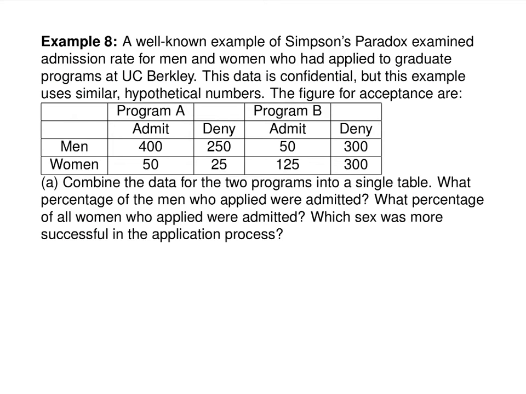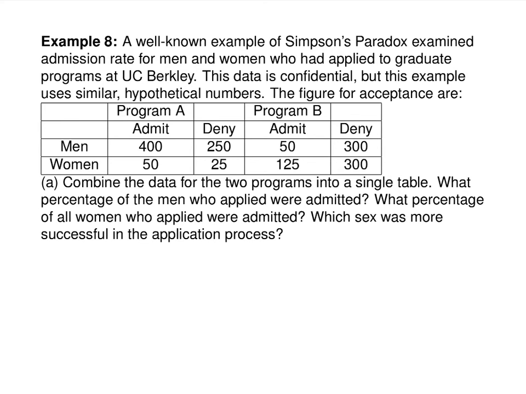Now, another example of Simpson's paradox that's pretty well known examined admission rates for men and women who had applied to a graduate program at UC Berkeley. The actual data is confidential, but this example uses similar hypothetical numbers. So here are the figures for acceptance.